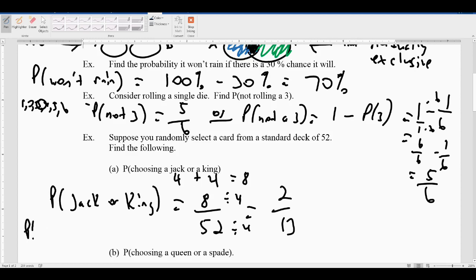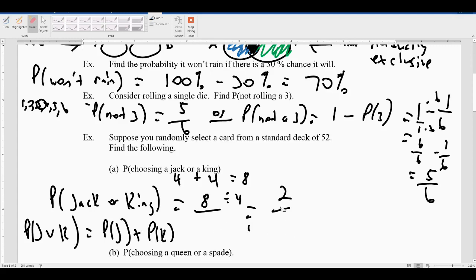So if I do the probability of a jack or king, and I could actually use the notation, the union. So if I do J or K, what I would do is I do the probability of jack plus the probability of king. Let me erase this, just to give me some space. We already know what the answer is, 2 over 13. Just so you can see what the formula does.